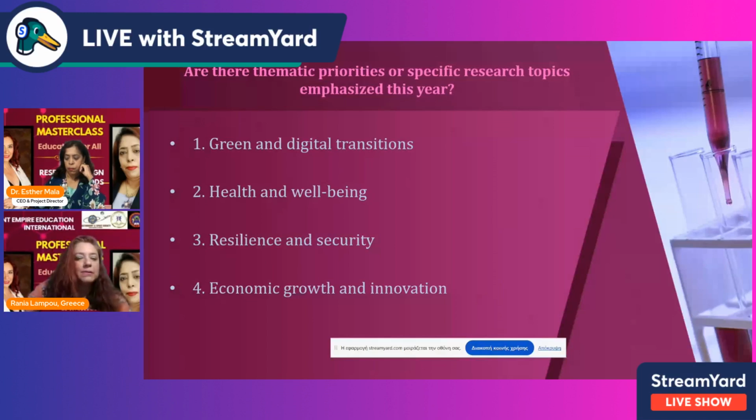And resilience and security, cybersecurity, disaster preparedness is also a very important topic in research now. It's very trendy. Public health security, especially after the COVID pandemic. And economic growth and innovation, of course, we talk about deep technology like artificial intelligence, quantum computing, circular economy, which promotes sustainable production and consumption patterns, and advanced materials, research into new materials for applications in energy, transport, and electronics.